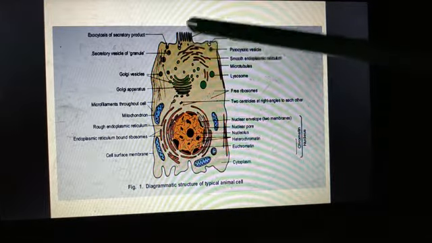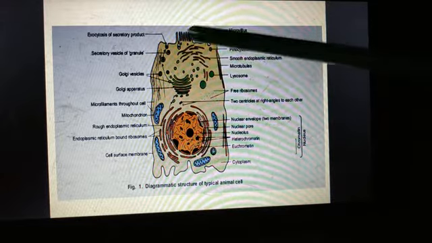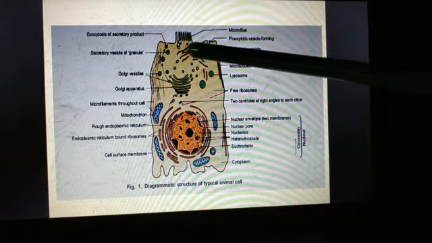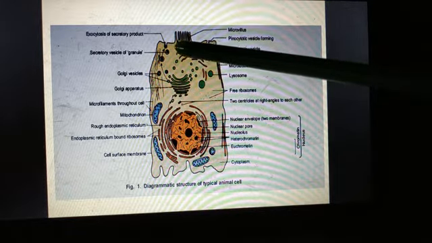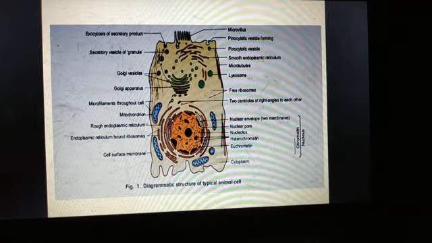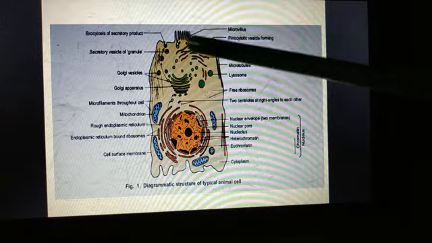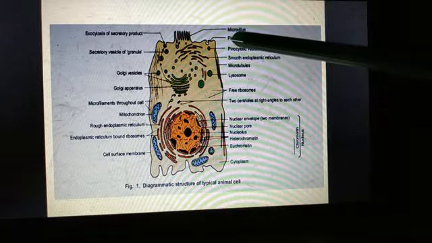This is our microvilli. Their structure is folded like this because these foldings help in increasing the absorption. So they increase the absorption area. More and more components can be absorbed from the cell surface when they have foldings like this. These we call microvilli.